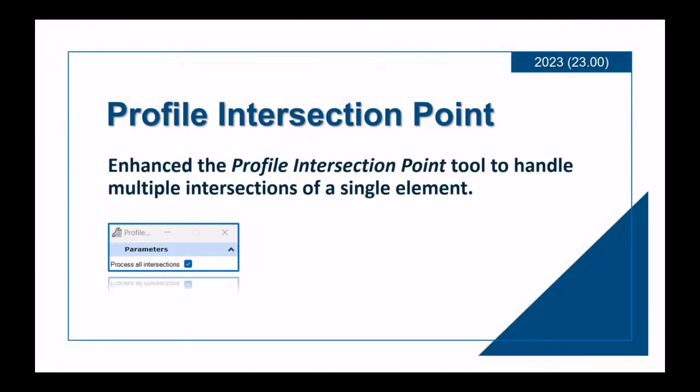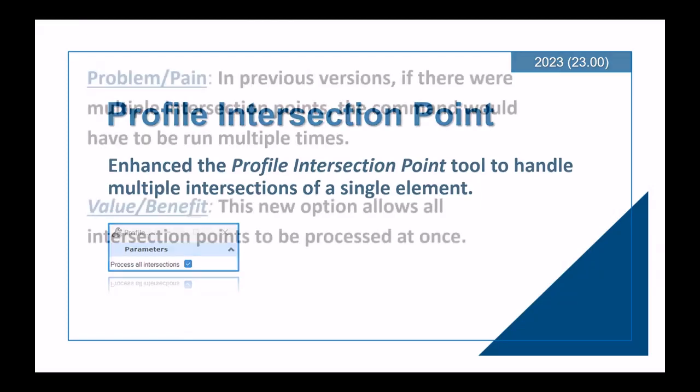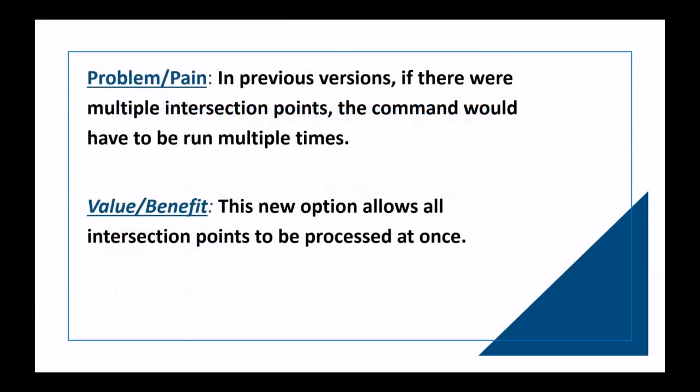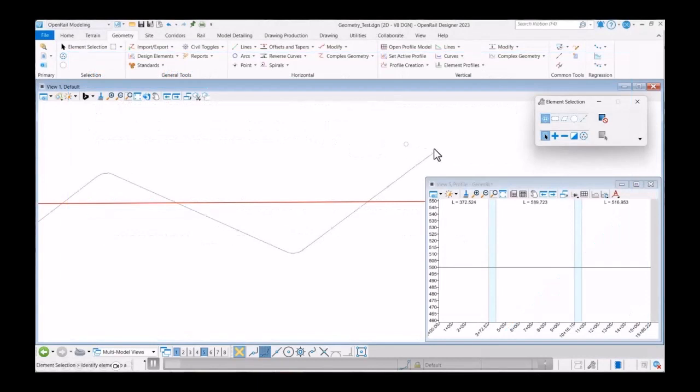Yeah, one more: profile intersection point. I mentioned earlier that we did some new stuff with profile intersection point in, I believe it was 2022 R1, where you could use a selection set. We've also added the ability now to handle multiple intersections along the same element. In previous versions, you had to do this one at a time. We just added a very simple toggle that will automatically pick up all the intersection points to be processed at once. So let's take a look at the video, and I think it'll make it clear.